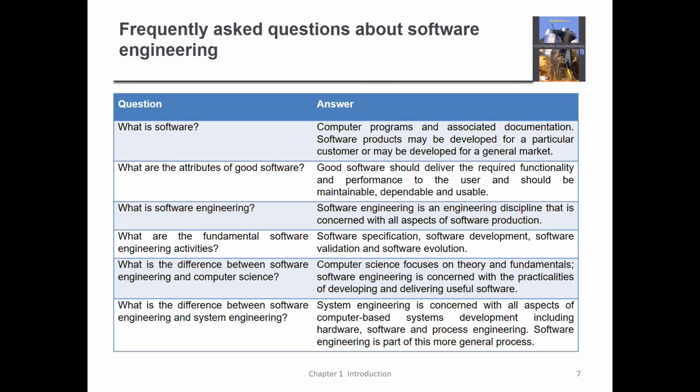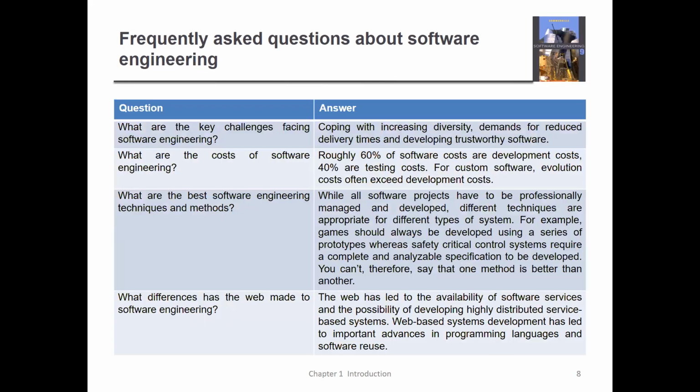Then there were a few frequently asked questions about software engineering. These are the questions with the respective answers, so you should know these already. What is software? What are the attributes of good software? What is software engineering? What are the fundamental software engineering activities? What is the difference between software engineering and computer science? What is the difference between software engineering and system engineering?